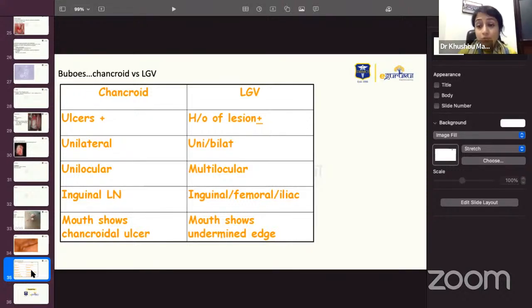So in this 1 hour, I've tried to cover all the important aspects, important components of STDs, and how do you differentiate. So if you get an ulcer, if you get a discharge, if you get a bubo, if you get a nodule, these are the major questions that you get on STD. So after this, I think you should be able to answer most of your questions of STDs.